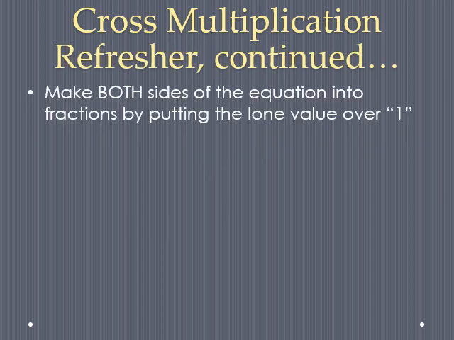So the first step is to make both sides of the equation into a fraction. I know this kind of feels like you're going backwards, but it's going to make things easier in the long run. So instead of leaving that 6 meters per second all by itself, I'm going to make it 6 meters per second over 1. And then we already had a fraction on the other side, which is 24 meters divided by delta t.